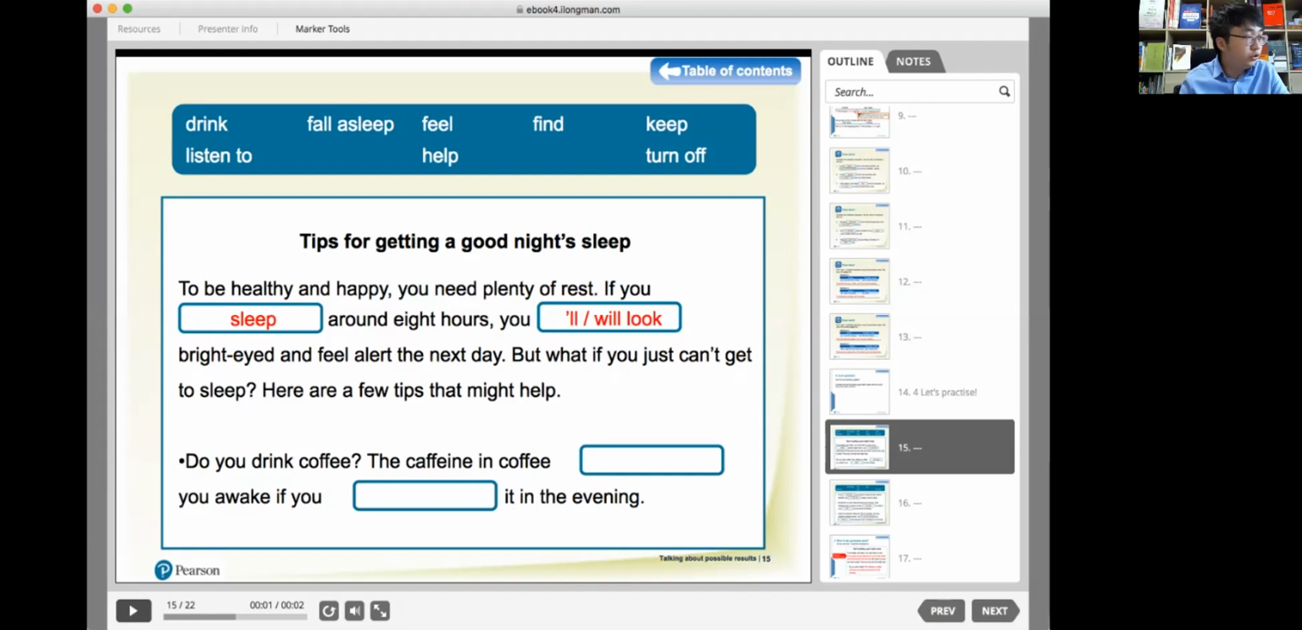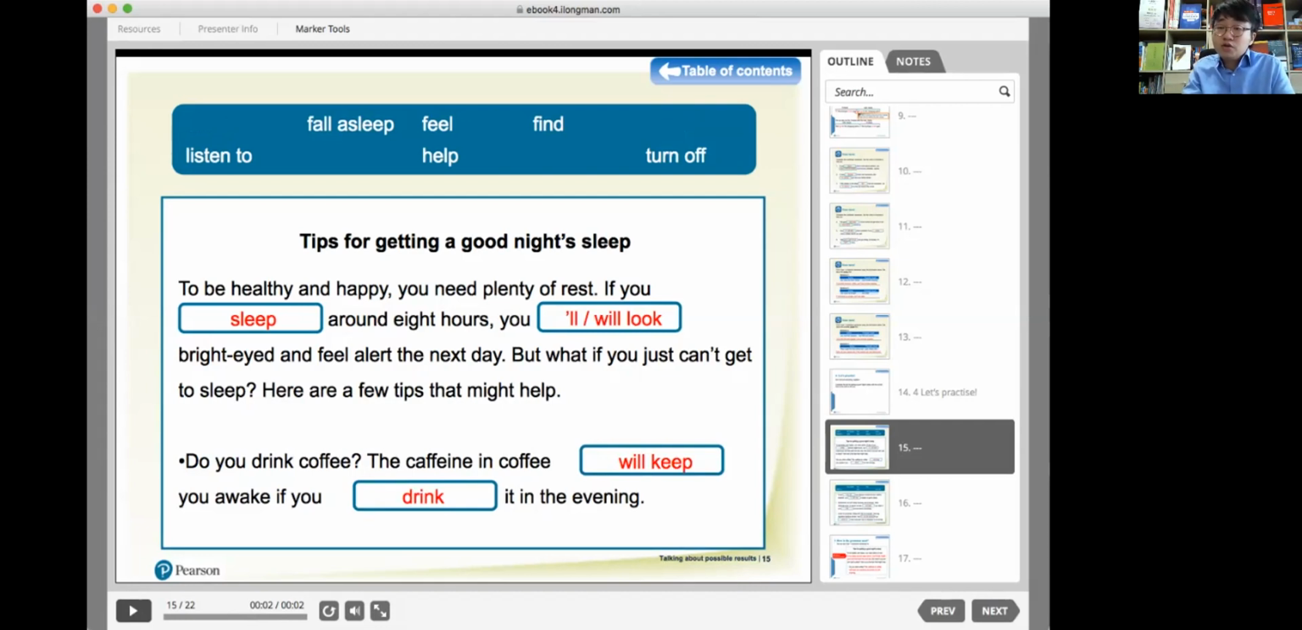The first one, you drink coffee. I just drank some coffee. The caffeine in coffee will keep you awake if you drink it in the evening. Also, this is another type 1 conditional sentence. This is the result, will keep you awake, because someone will say, I drink a lot of coffee, and when I drink coffee, I fall asleep immediately. Coffee does not have any effect on me.